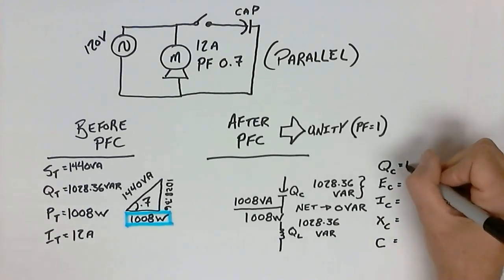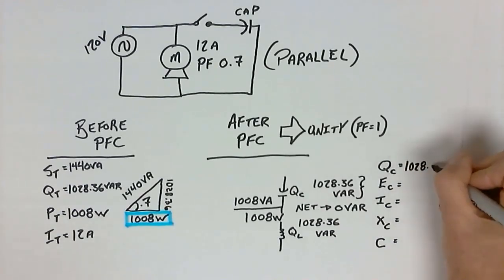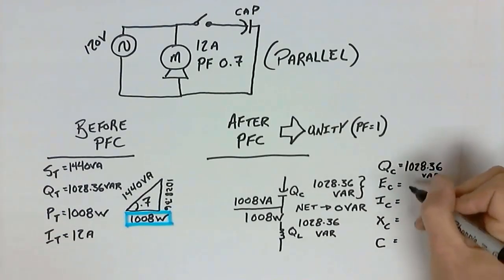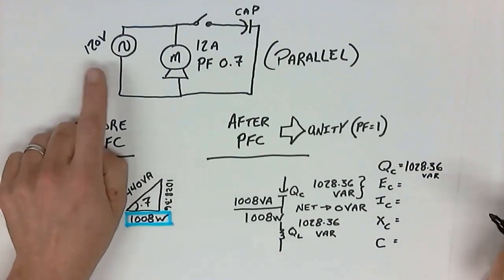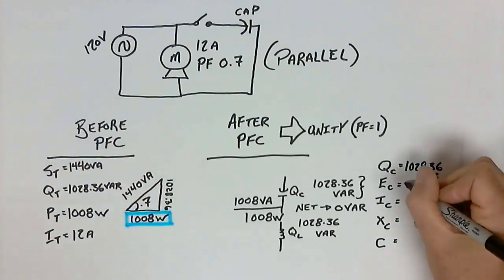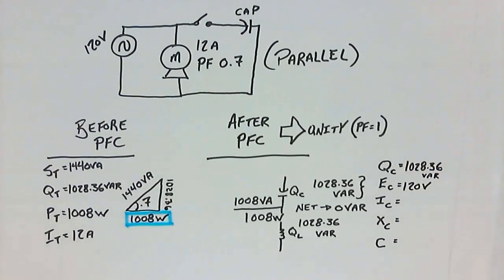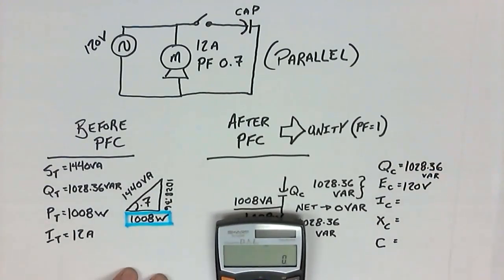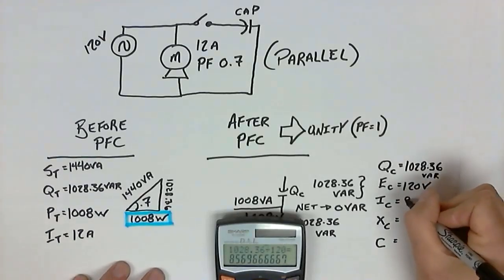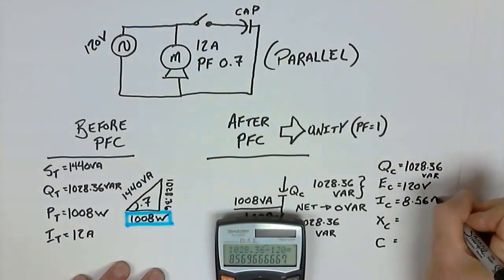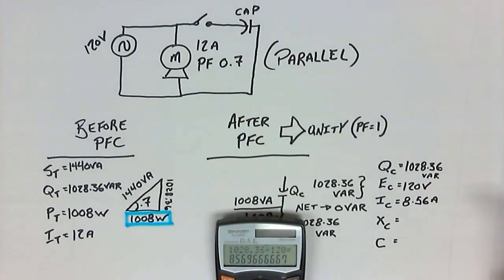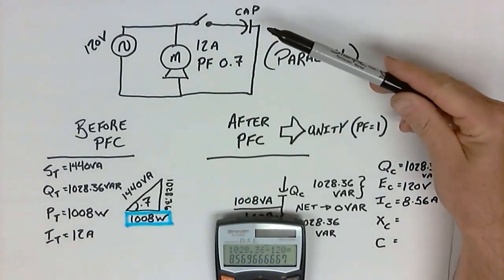Then for sure we could. So 1028.36, that would be the VARs. The voltage is in parallel. If it's in parallel, that means 120 volts. If I want to know the current, well, this is a simple calculation with my power. 1028.36 divided by 120 gives me 8.56 amps. That's how much current the capacitor is going to draw when I throw the switch.